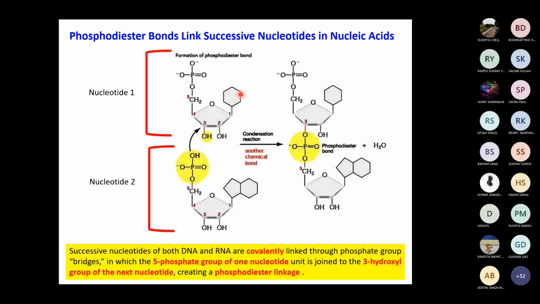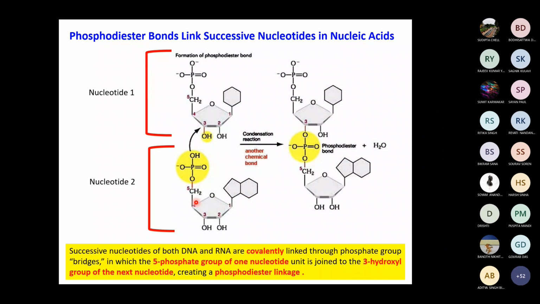Here we have a pyrimidine base, which has one ring. Here is a purine, which has two rings. Good, very good class. And then we see how phosphodiester bonds are formed. You can see that the 5th carbon of nucleotide 2 has a phosphate group. This phosphate group attached to the 5th carbon of nucleotide 2 joins with the hydroxyl group of the 3rd carbon of nucleotide 1.